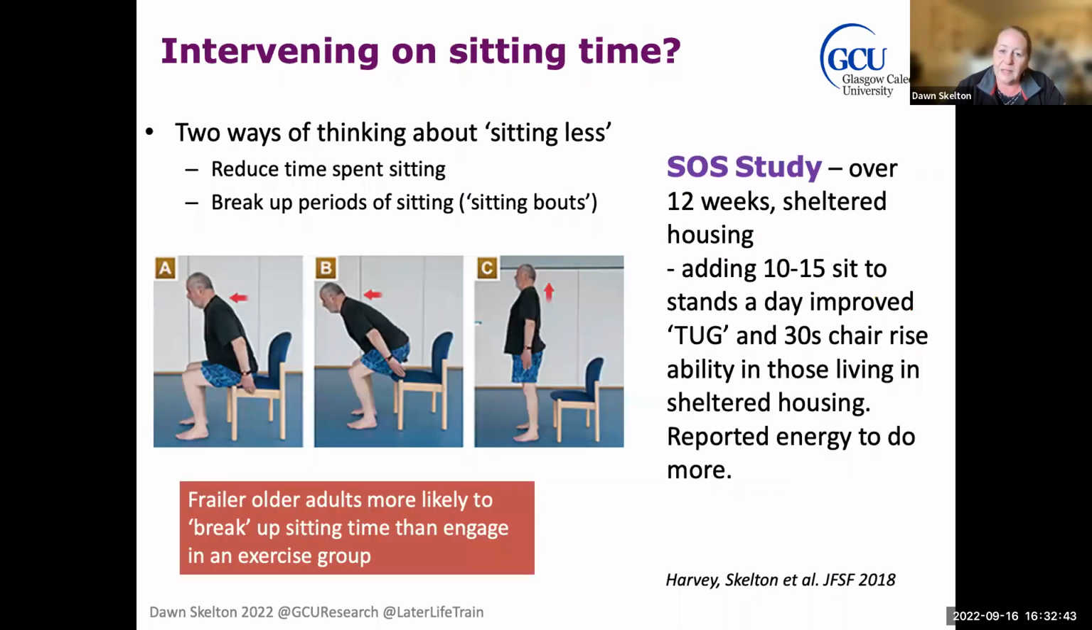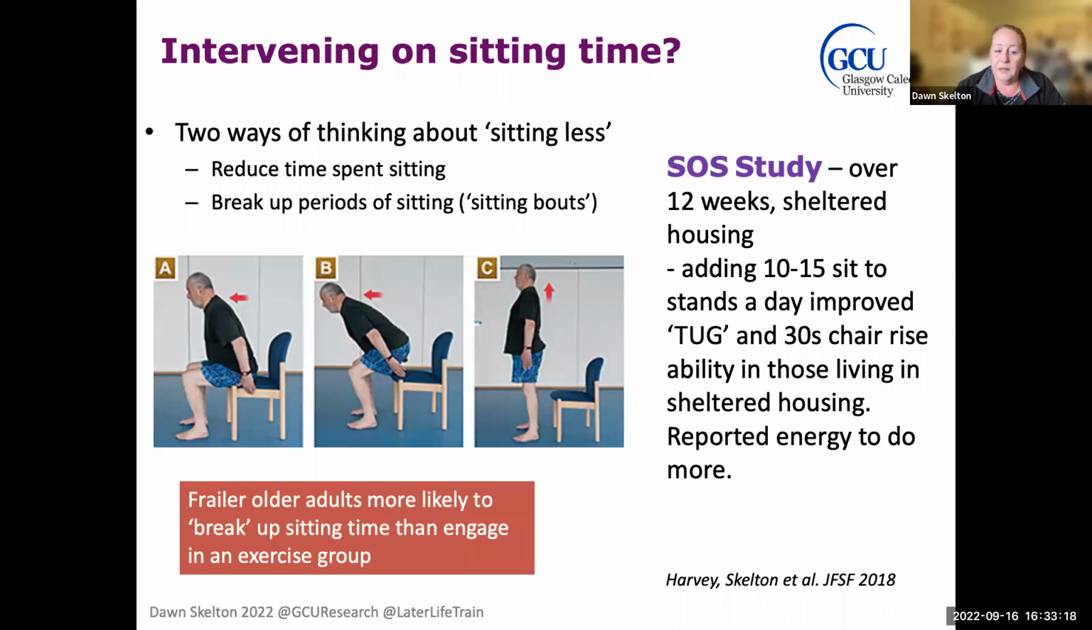And we don't necessarily have to go straight into a 12-week intensive exercise program, which many times they won't want to engage with. This is an example of a study in sheltered housing where they were encouraged to stand up once an hour of their waking day just for 30 seconds, didn't have to walk anywhere, they just had to stand up and sit down again. And over a 12-week period, there was a significant improvement in their ability to do timed up and go and the amount of rises they could do in 30 seconds, both of which are risk factors for falls. And they reported more energy to do more.